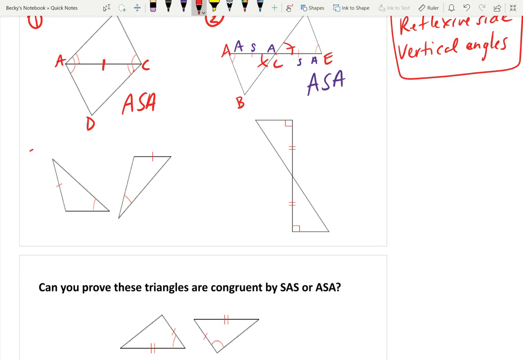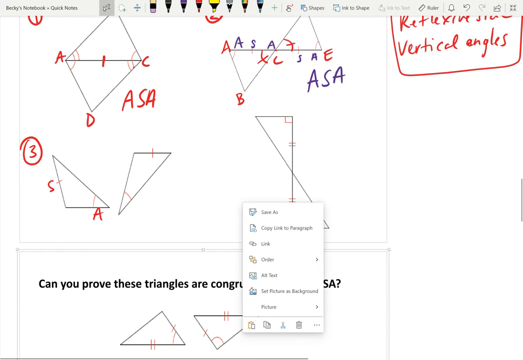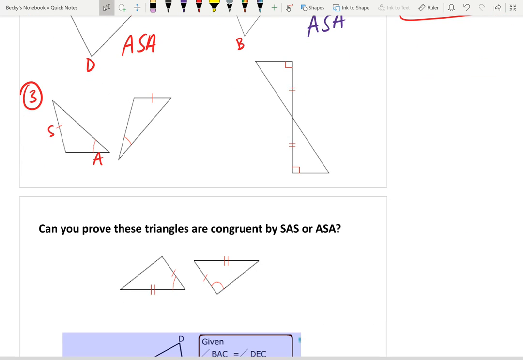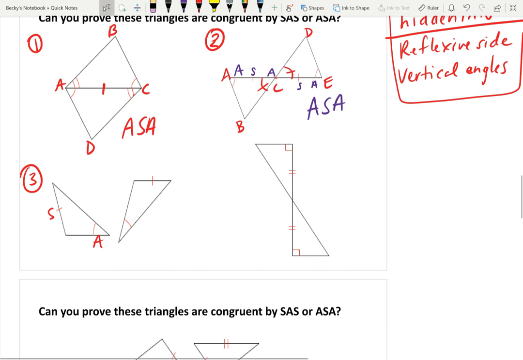Now, let's call this one number 3. They're not touching. So if they're not touching, there's never hidden information for you to add. So when you look at it and there's only 2 pieces of information provided, you have to say, well, I need 3 pieces. I have an angle and I have a side. There's no way to find vertical angles if they're not touching. And there's no way to find a reflexive side if they're not touching.